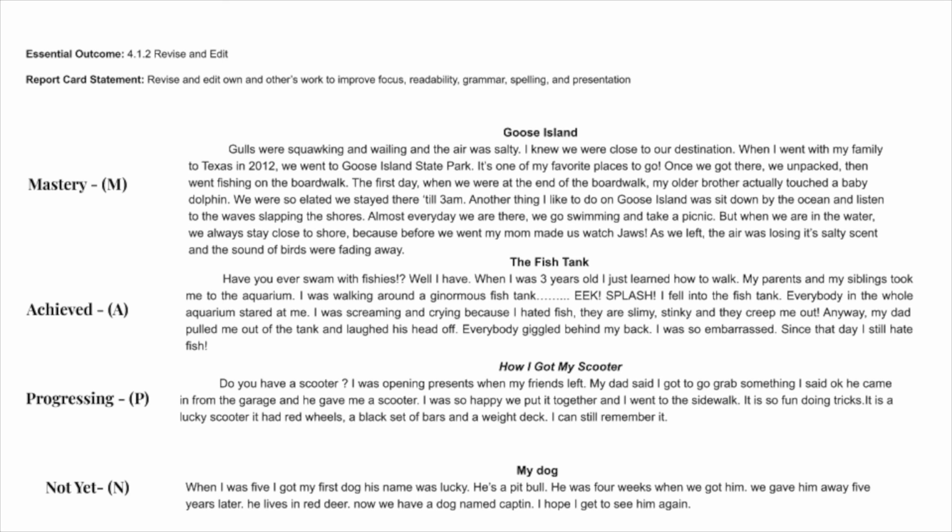The paragraph, How I Got My Scooter, is an example of progressing because the student has a clear focus throughout the paragraph, but their ideas may lack detail, word choice may not have been considered, and there are a number of convention errors throughout the paragraph. The paragraph, My Dog, is an example of a not yet because the focus is limited. There's repetitive sentence structure. There's not an expansion on ideas. Word choice has not been considered, and there are a number of convention errors throughout the writing.